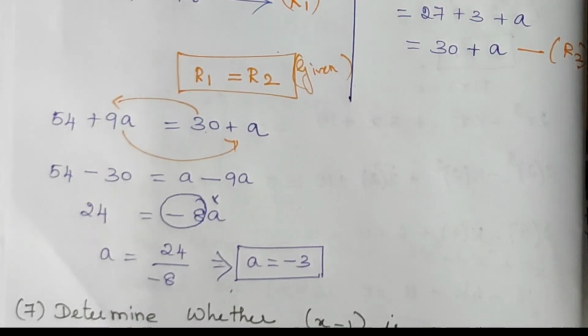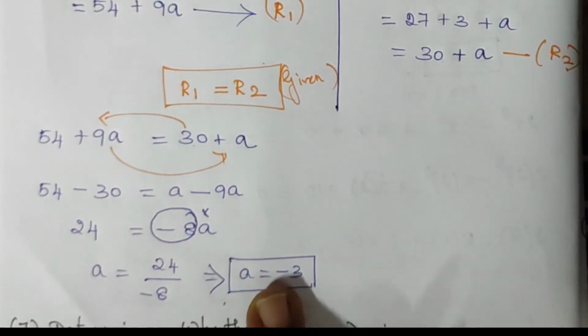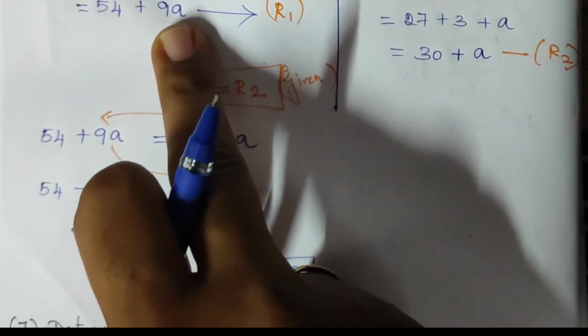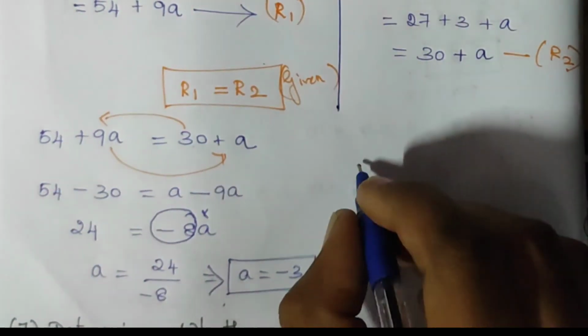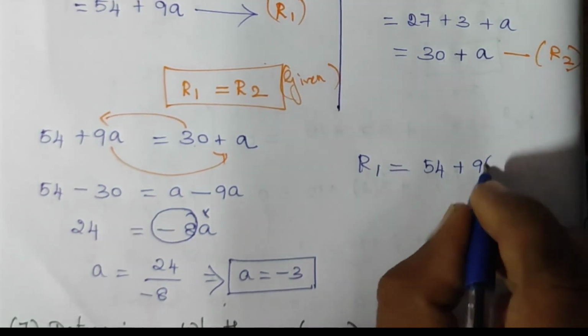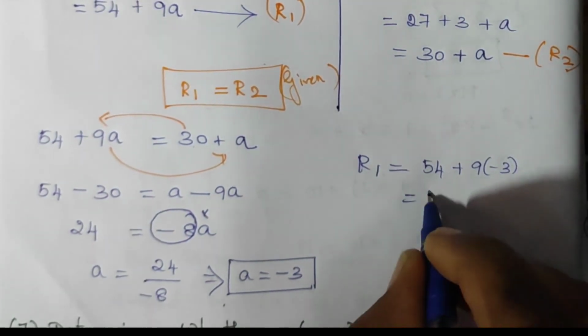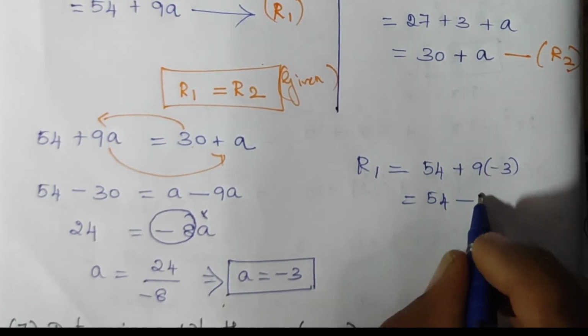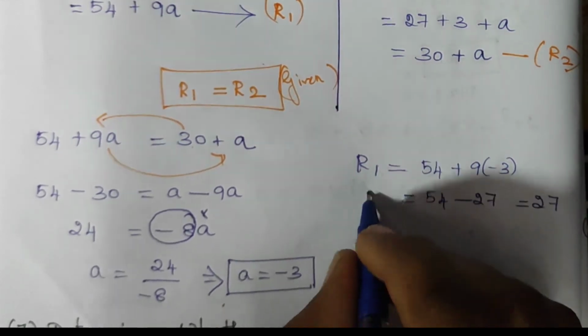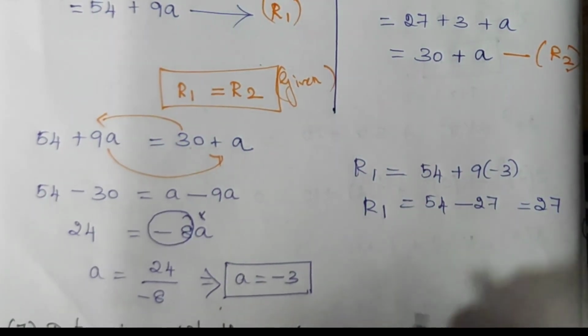We are asked to find the two remainders, right? So substitute this a is equal to minus 3 in the place of a. So R1 is equal to 54 plus 9 into minus 3. That is 54 minus 9 3s are 27. 54 minus 27 is 27. So R1 is equal to 27.